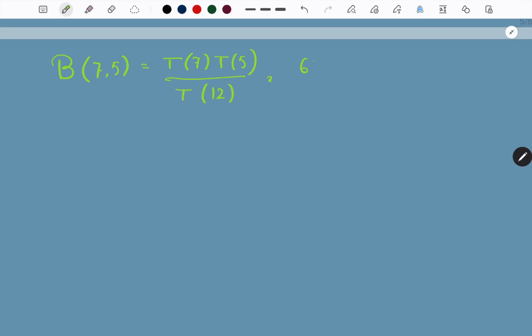Now this is equal to 6 factorial into 4 factorial divided by 11 factorial, which is also equal to 4 3 2 1 divided by 11 10 9 8 7. So this is 3, this is 3, and hence the value will be equal to 1 by 210 into 11, which is equal to 1 by 2310.